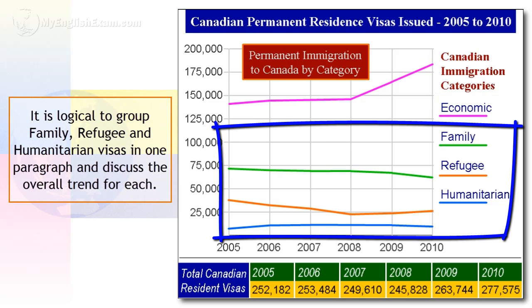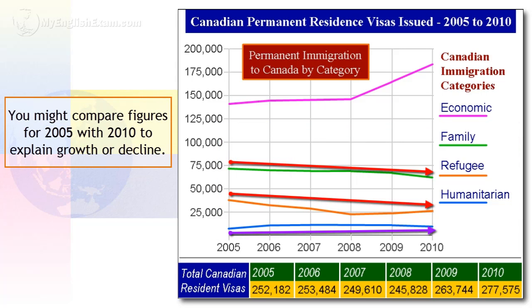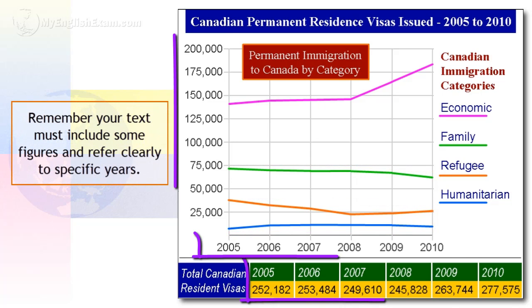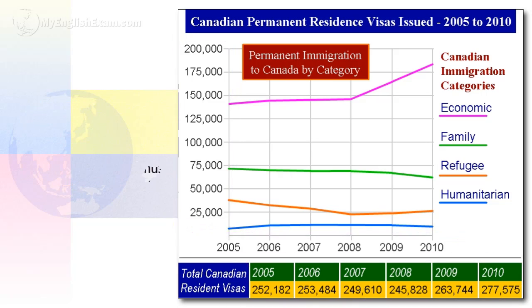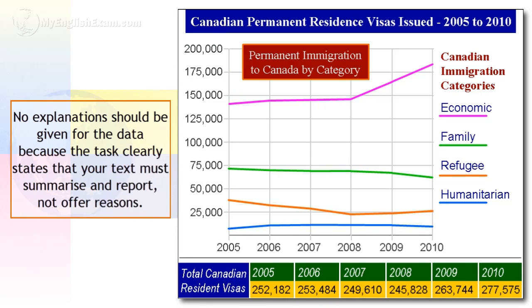It is logical to group family, refugee and humanitarian visas in one paragraph and discuss the overall trend for each. You might compare figures for 2005 with 2010 to explain growth or decline. Remember, your text must include some figures and refer clearly to specific years. No explanation should be given for the data because the task clearly states that your text must summarize and report, not offer reasons.